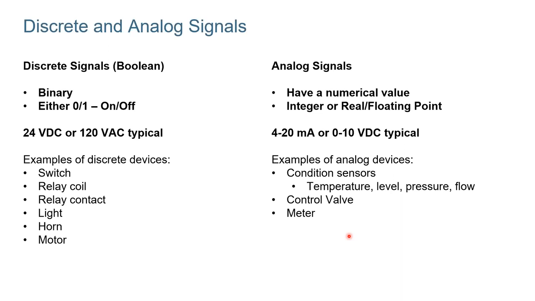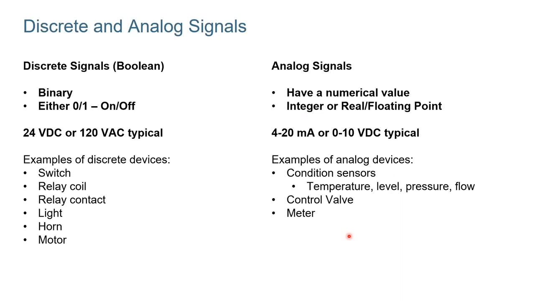Now, a light, you say, well, a light can have a dimmer switch. But we're not doing that. We're just saying a light is either on or off. Just like when you turn your light switch on at your house, the light is either on or it's off. A motor could also potentially work as a variable speed. There are variable frequency drives. But in this case, we're going to call a motor a discrete device because it's going to be either on or off. We're not really talking variable frequency drive at this point. So we're either turning the motor on or we're turning it off.